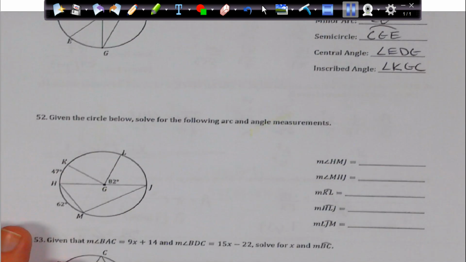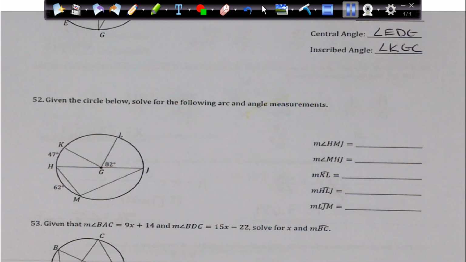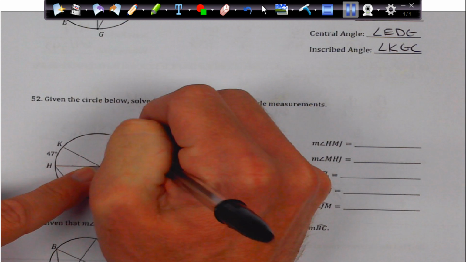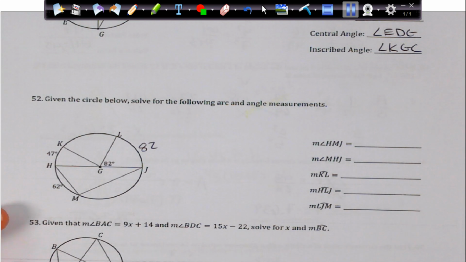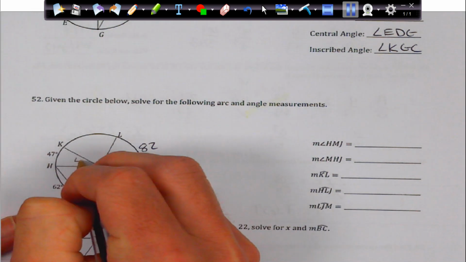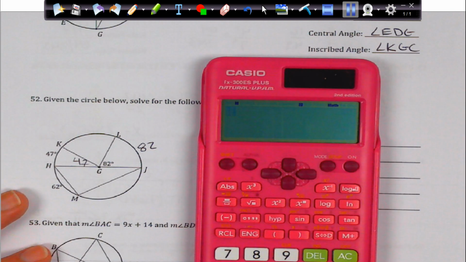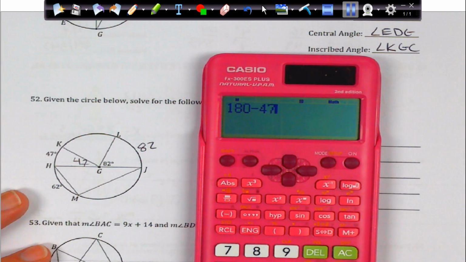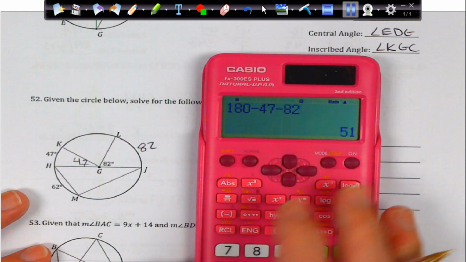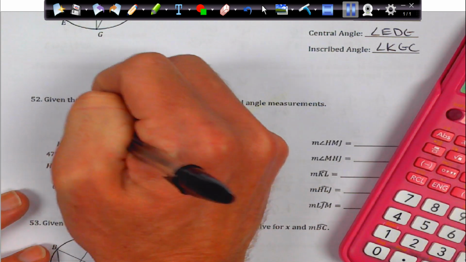All right, given the circle, find the following arc and angle measurements. First of all, I'm just going to fill this out as a little puzzle. If that's 47, that's 47. Those should add up to 180. So if I take 180, subtract 47, and subtract 82, this should be 51 in here, which is also 51.